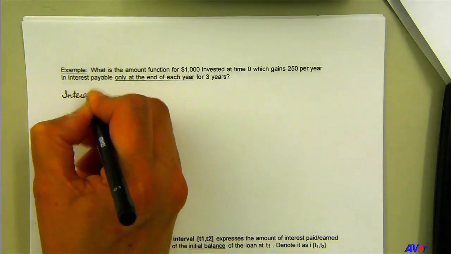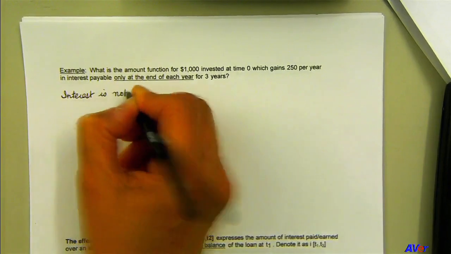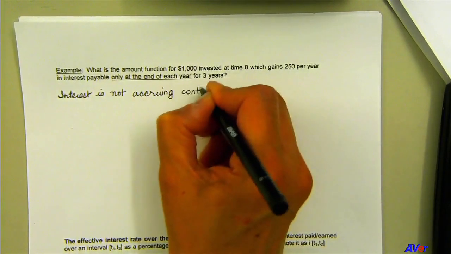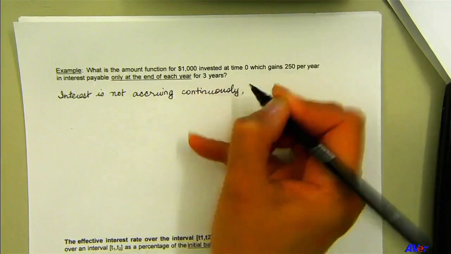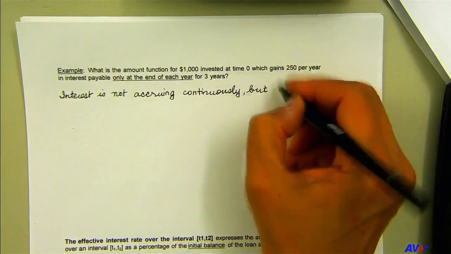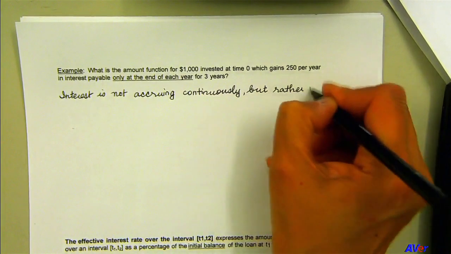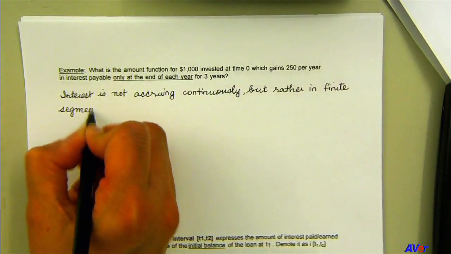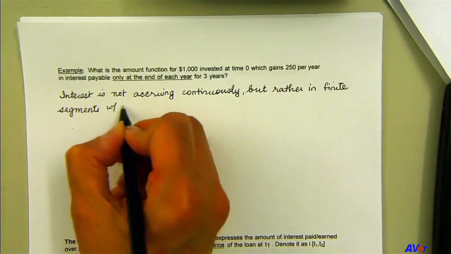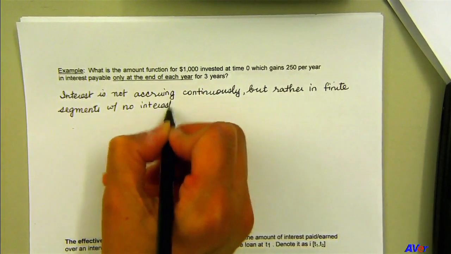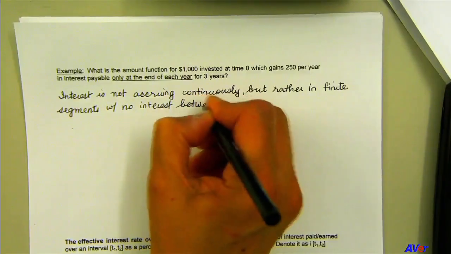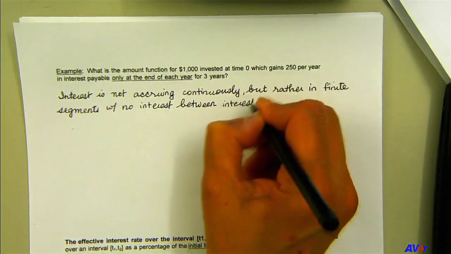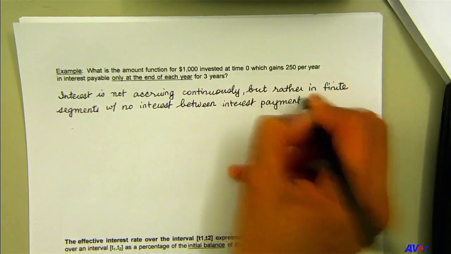So interest is not accruing continuously, but rather in finite segments with no interest between interest payment dates. So what does that look like?